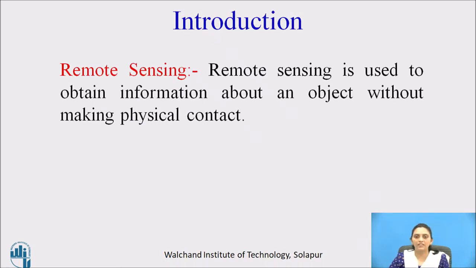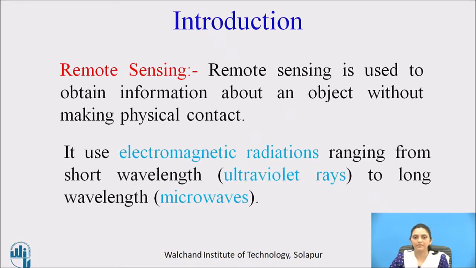Remote sensing is nothing but the scanning of the object. So, remote sensing is used to obtain information about an object without making physical contact. So, from a distance, collect the data regarding the object. That technology is called remote sensing. Remote sensing uses electromagnetic radiation ranging from short wavelength to long wavelength. A short wavelength example is ultraviolet rays, and microwaves are an example of long wavelength.